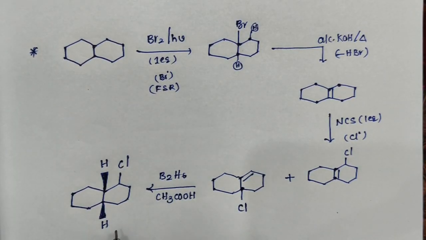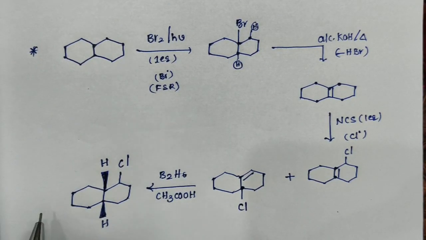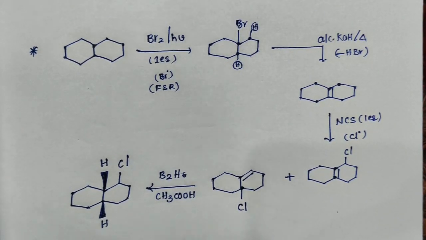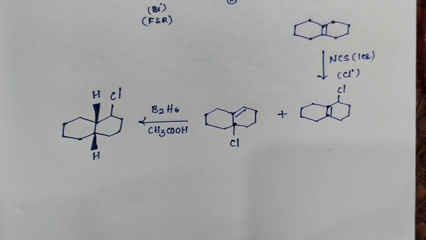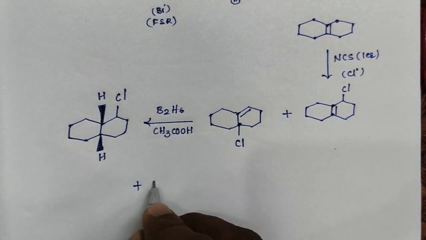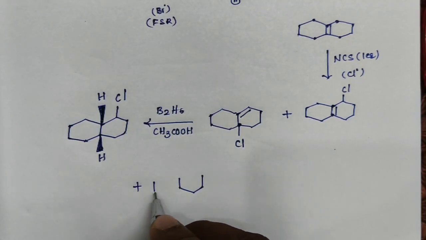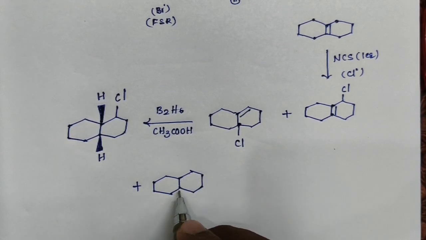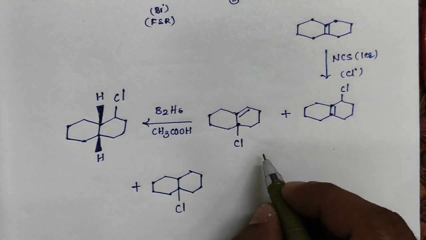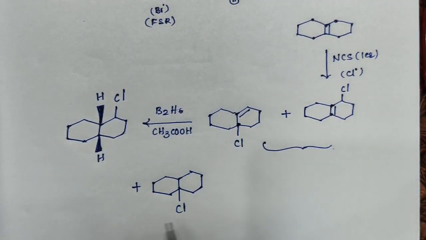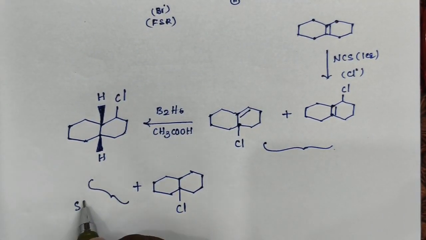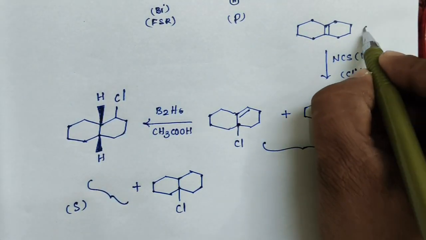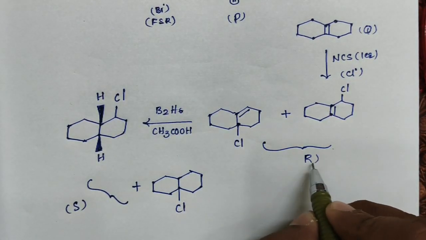The next step gives another product. This reaction gives the final other product, two products only. Just two hydrogens are added at these two positions, so again we can write chlorine. Now these two products are one type, and these two are another type. These are the S type of products. This one is P, this is Q, and this one is R.